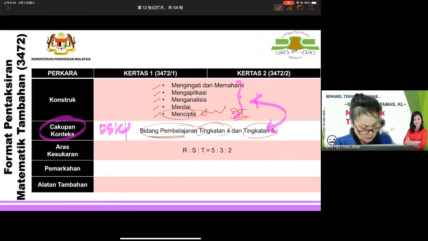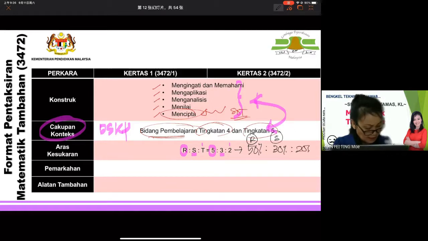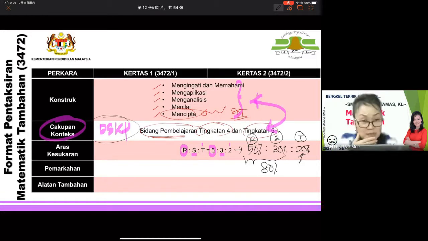Okay, so here you see that the low level is 5, the intermediate level is 3 and the high level is 2. If I convert this into percentage, it will be 50% low level, 30% intermediate, and 20% high level. So if you can master this by following the DSKP, you should have 80%. Means that your result is in A already, not even A minus. You are in A.